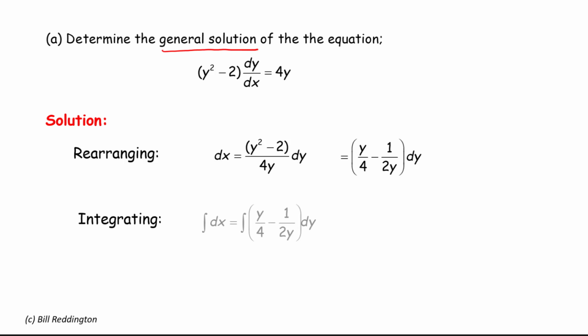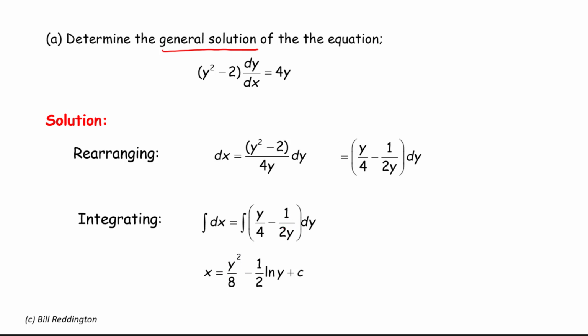So if we integrate both sides, we integrate the dx, which is going to give us x. When you integrate dx, you always get x. And then integrate y over 4: add 1 to the power, so add 1 to y to the power of 1 gives you y squared. Divide by the new power, which is 2. There's already a 4 there, so this becomes y squared over 8.